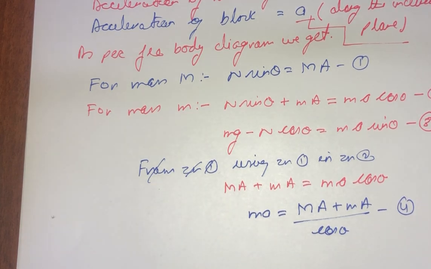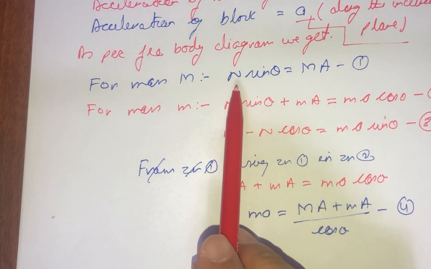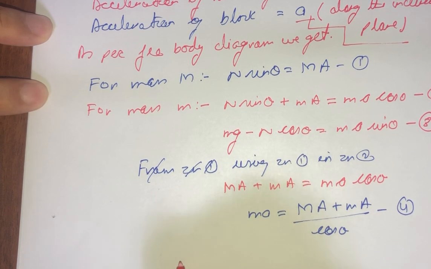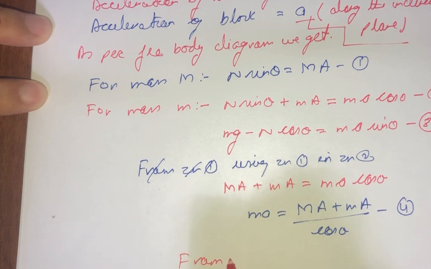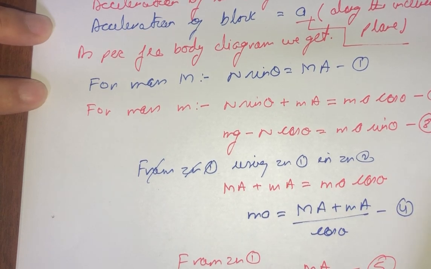And similarly, we are going to use again equation number 1 and find out what will be the value of the normal. Okay, so we can say that from equation 1, N is equal to ma divided by sine of theta. Let this be equation number 5.